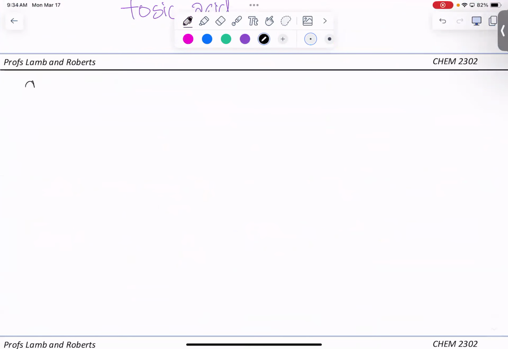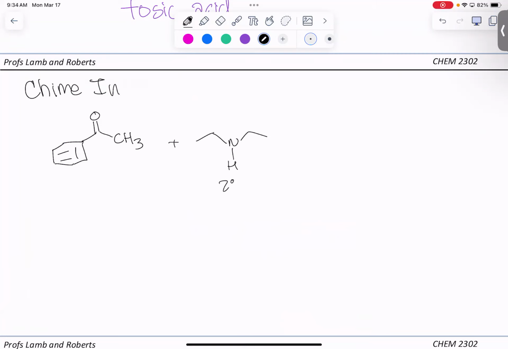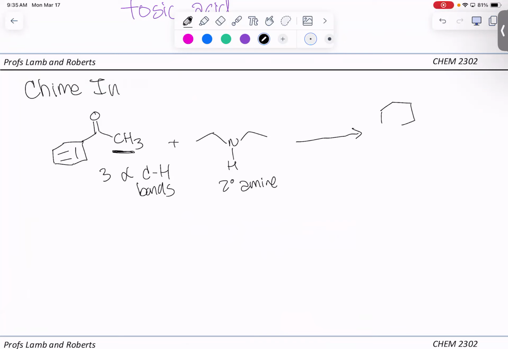All right, so our chime-in was asking us if we have our ketone here. I'll draw this in as CH3 instead of just that dash. Sometimes it's helpful to draw out chemical structures. And we have a secondary amine. And here we have 3 alpha CH bonds. All right. So that means in this reaction, the products of this reaction, I'll write out all the examples.